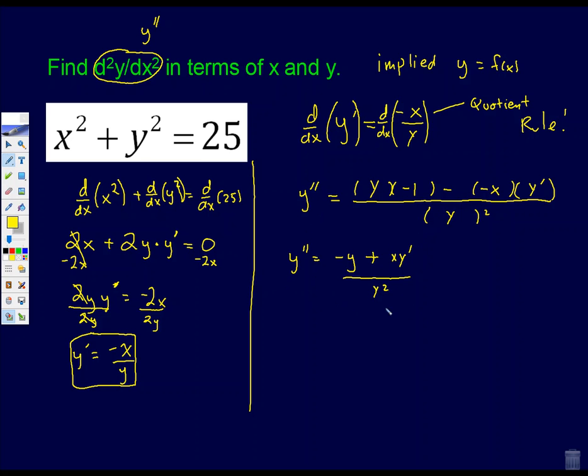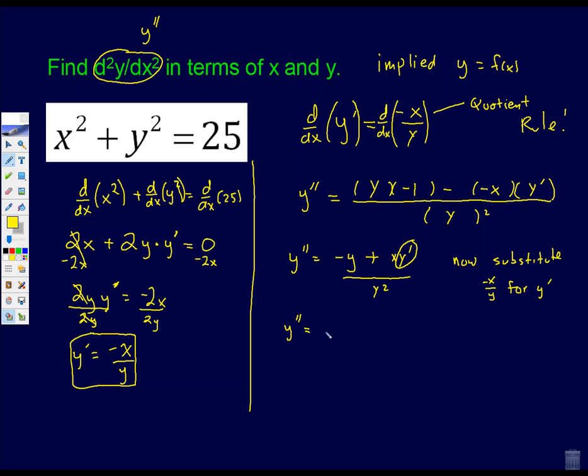Now, all the calculus is over, but we're not going to leave the answer for y double prime with x, y, and y prime in it. We already know an expression for y prime, so what we're going to do next is substitute negative x over y for y prime. That way everything in my expression for the second derivative will only be x and y, not y prime in it. And then there'll be a little bit of simplification to do.